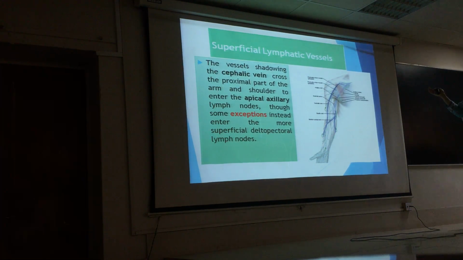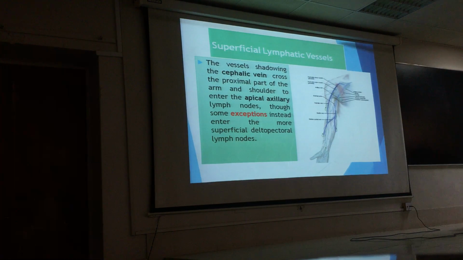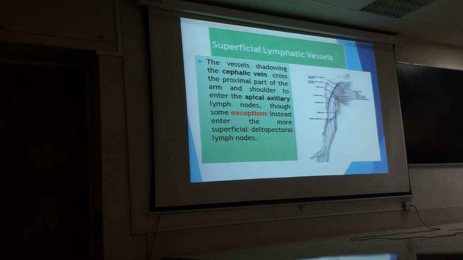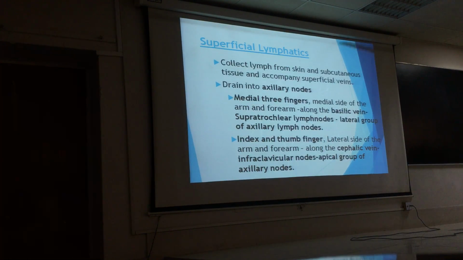But the set of lymphatics which are present on the lateral side, that is the cephalic vein, they cross the arm and the shoulder, and the majority of them will be draining into the apical group of axillary lymph nodes. Only some of them will be draining into the deltopectoral lymph nodes. Now you have a major concept of what is happening on the lateral and on the medial side.